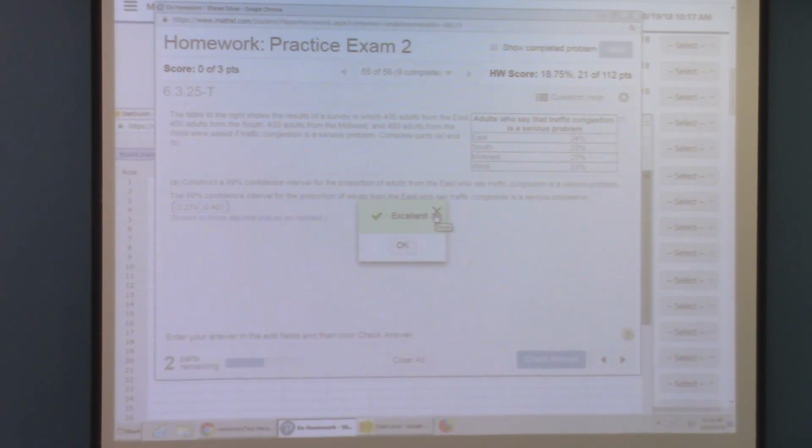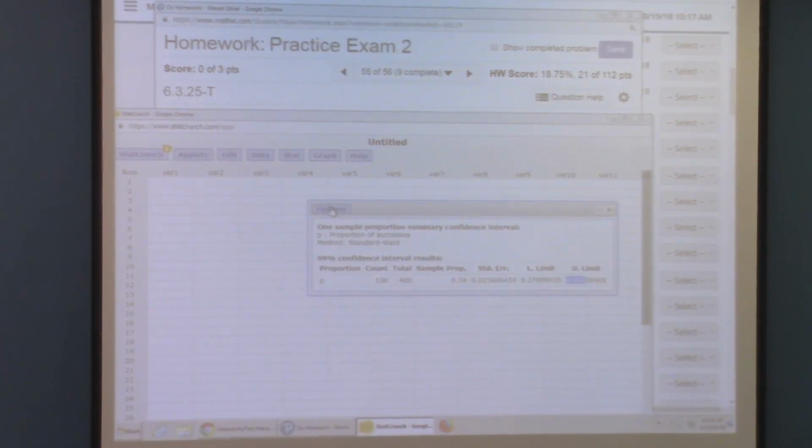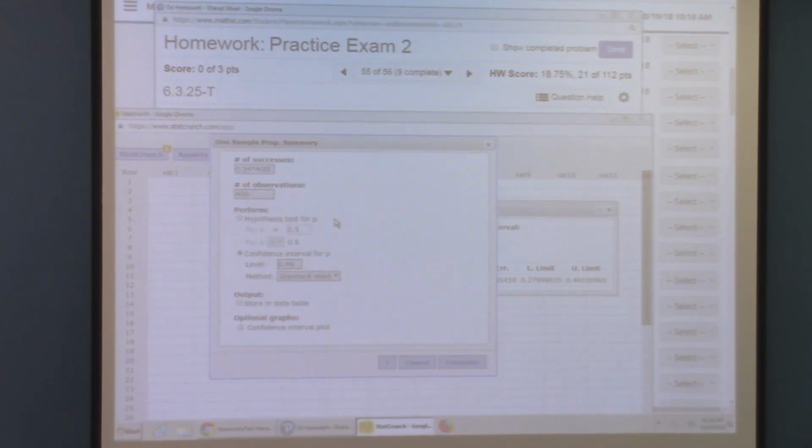Can we go back to StatCrunch? So number of successes was 0.34 times 400. You change the confidence level, and then it'll give you the upper number. That method is this default method. Okay. So all confidence questions can be handled like that.